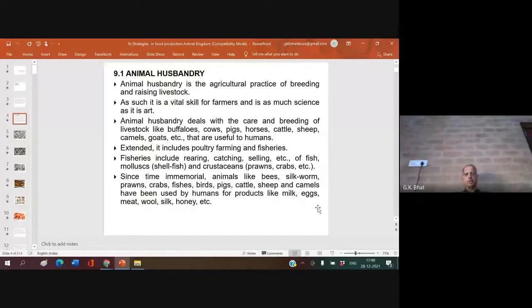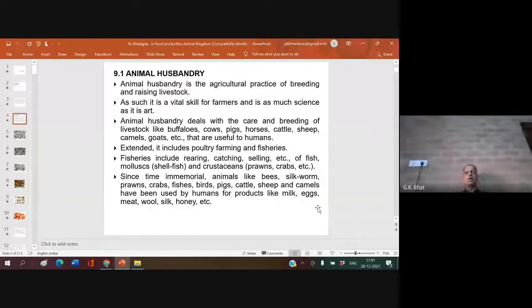Fisheries are of two types, fin fisheries and shell fisheries. Fin fisheries is the actual rearing and catching of the actual fishes, whereas shell fisheries includes the rearing or collection of molluscs. Molluscs are always called shellfishes, and included with them are the crustaceans like prawns, crabs, lobsters, etc. So fisheries are mainly of two types: fin fisheries, which deal with actual fishes, and shell fisheries, which deal with molluscs, crustaceans, etc.